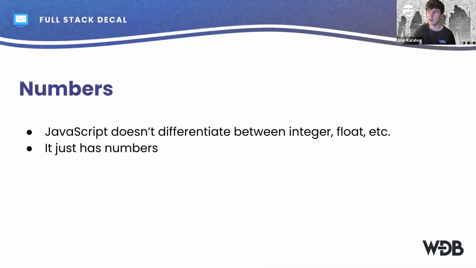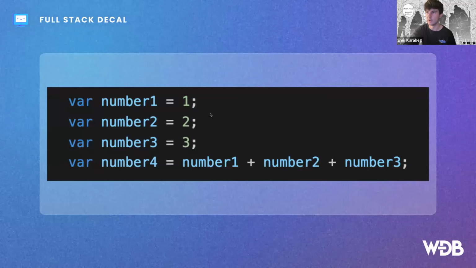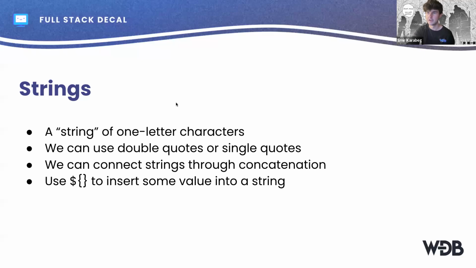So simple types, obviously we have numbers. So we have 1, 2, 3. We just call this a number in JavaScript. So we say var number1 equals 1, var number2 equals 2, var number3 equals 3, var number4, we just add all these together. If I said 1.1 or 0.1 or 5.2, whatever it is, it'll always just be a number, even though in other languages it's called float or decimal or whatever it is. In JavaScript, we keep it simple. We say number.